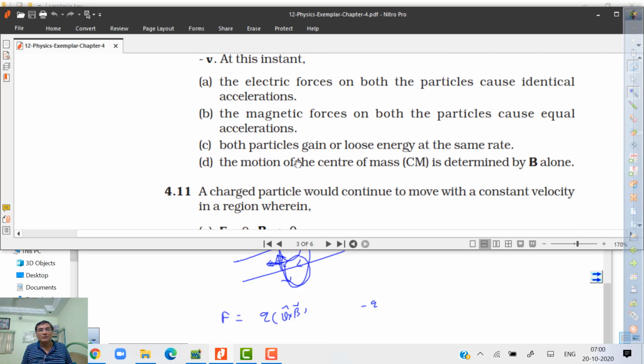B is the correct option. Both particle gains or lose energy at the same radius.